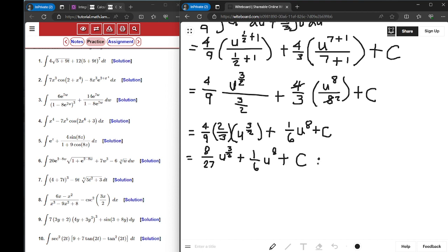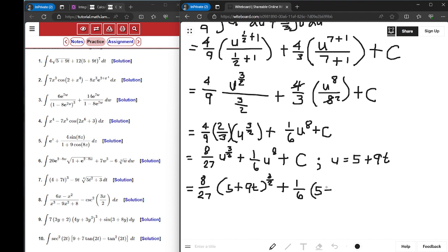But earlier we let u equal to 5 plus 9t. So if you substitute now the value of u, this will become 8 over 27 times the quantity 5 plus 9t raised to power 3 over 2, plus 1 over 6 times the quantity 5 plus 9t raised to power 8, and plus c. This should be our final answer.